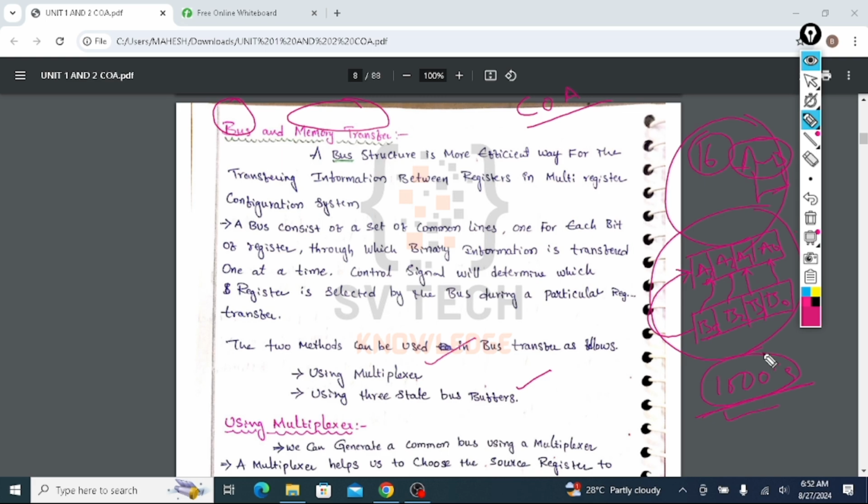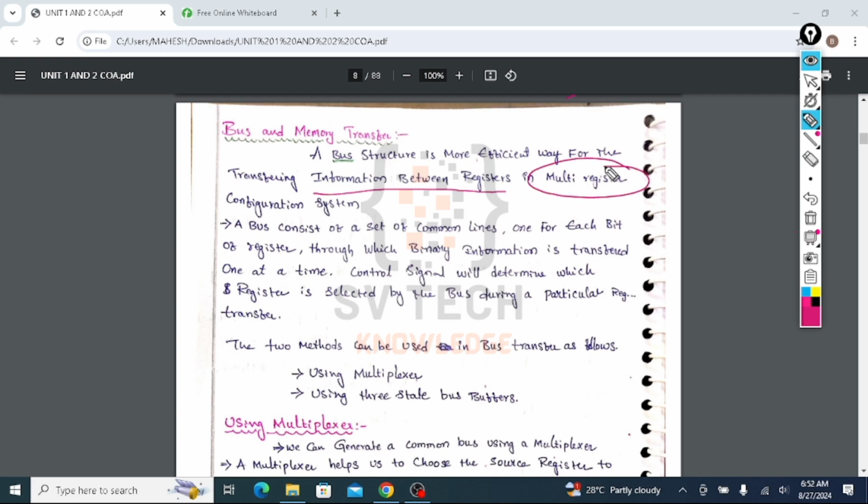To avoid this complexity and confusion, a common bus structure will be provided. To construct that common bus we have two methods: one is the multiplexer and one is the three-state buffer. So what is a bus? A bus is a simple and efficient way to transfer information from one register to another register in a multi-register configuration system.